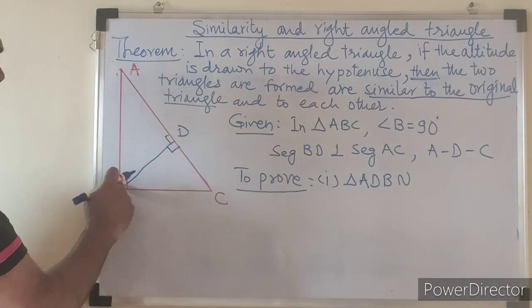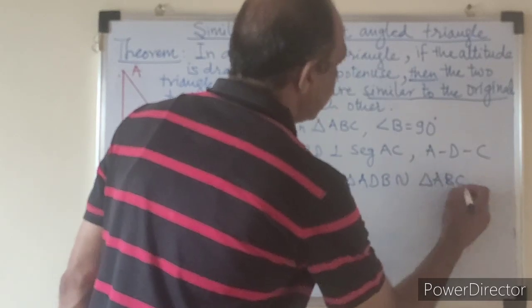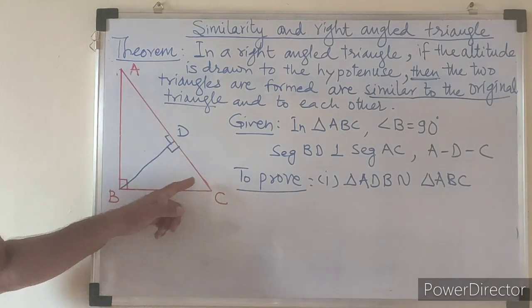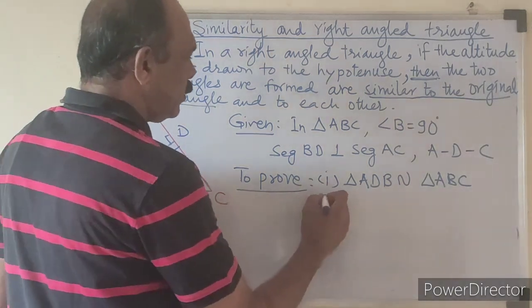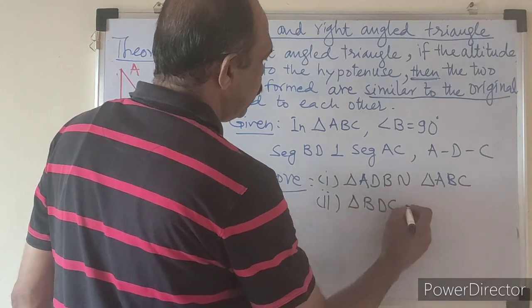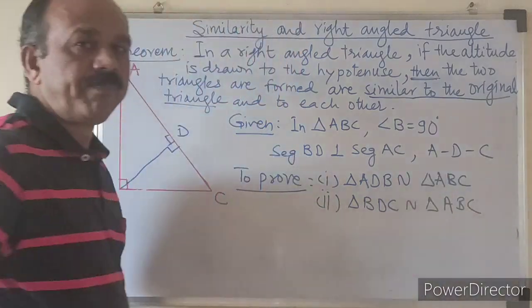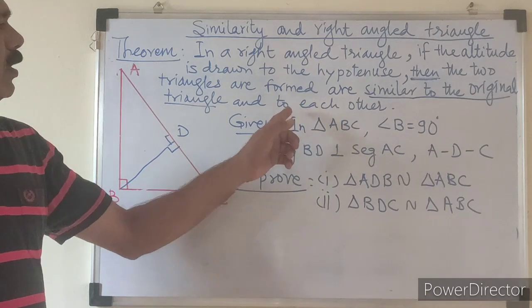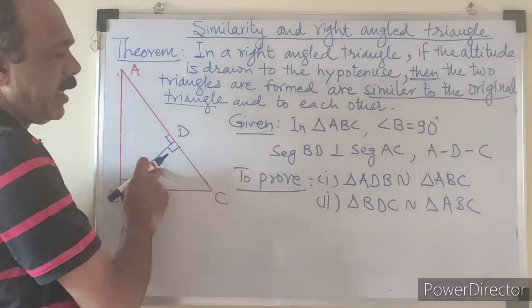similar to original triangle ABC. This is the first triangle which is similar to the original triangle. Then second triangle BDC: triangle BDC similar to triangle ABC. And third one is that they are similar to each other. That is, these two triangles are similar to each other.